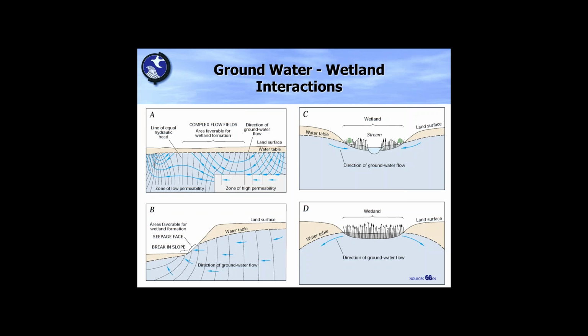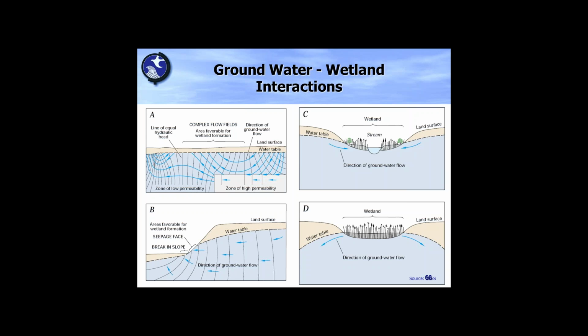Another interaction of groundwater with surface water is with wetlands. In Figure A, wetlands often occur where the water table is perennially shallow, and groundwater tends to seep out at the surface. Wetlands also occur in Figure C in topographic depressions and interact similarly to the way lakes interact with groundwater.